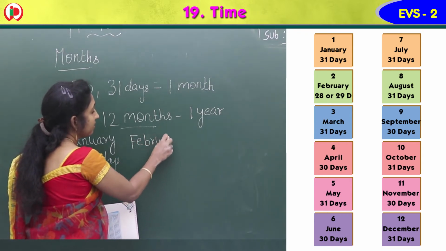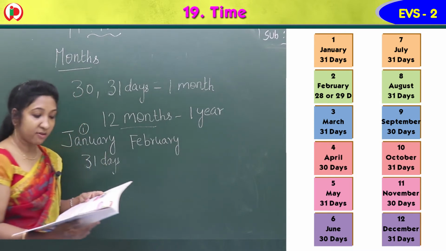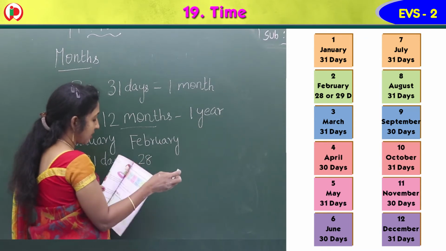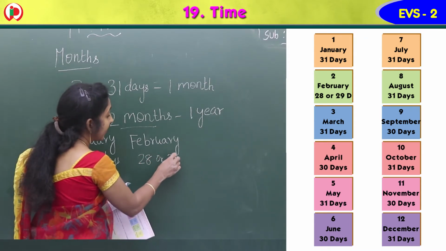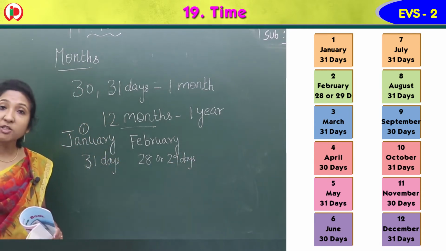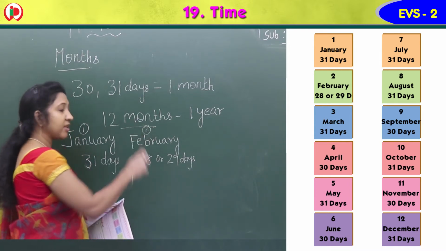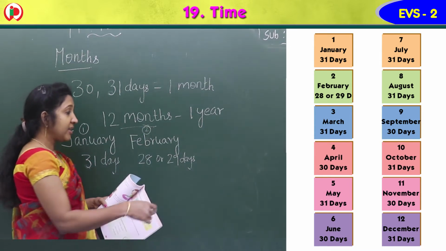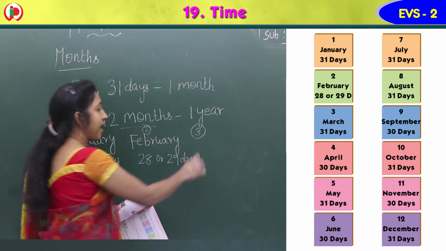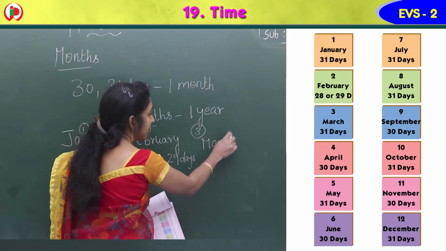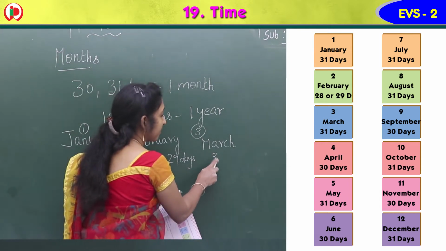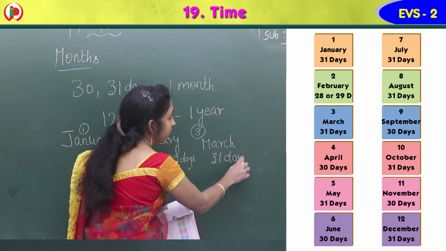It has 31 days. Then comes February. In some years it has 28 days or sometimes it has 29 days also. Okay? February, 28 or 29 days. This is the second month of the year. Then comes the third month. Third month of the year is March. M-A-R-C-H, March. Here again we say 31 days. 31 days for March.